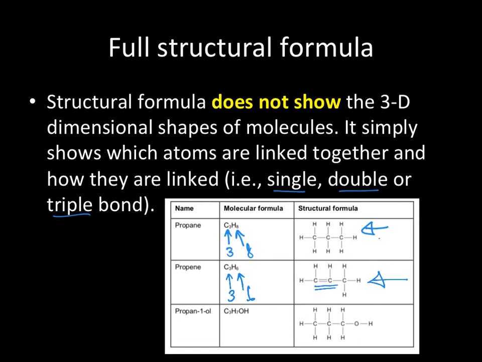Now, the next one, propan-1-ol. You can ignore that 1-ol. It's also the same as propanol. Okay, we will talk about it another time, but not now. So C3H7OH only tells us what atoms are present and how many of them. The structural formula will tell us how they are bonded to each other.